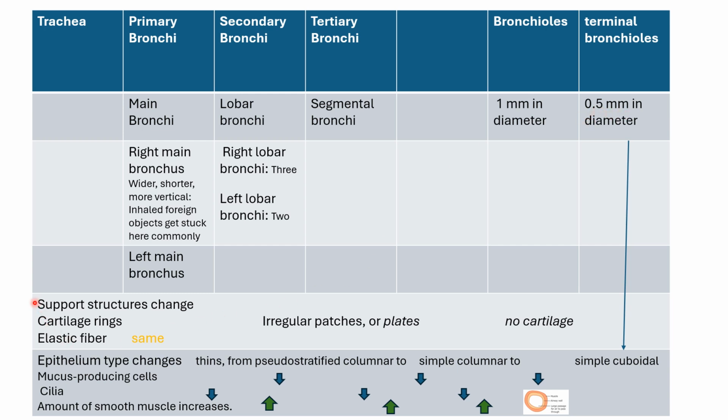Now let's see what happens to the different structures. What happens to the support structures? How do they change as we move from the trachea to the terminal bronchiole? The trachea has cartilage rings. As we go along this line, the cartilage becomes irregular patches or plates, and finally there is no cartilage at the end of these.